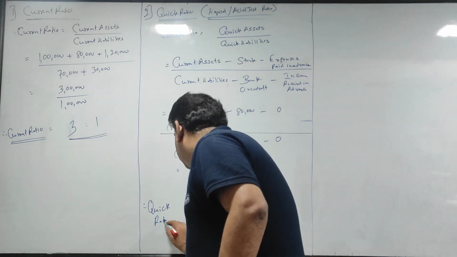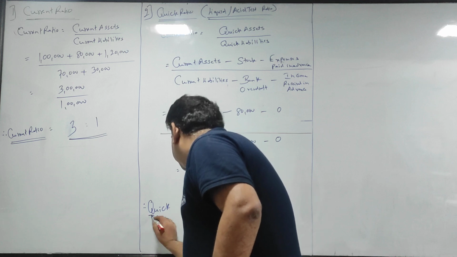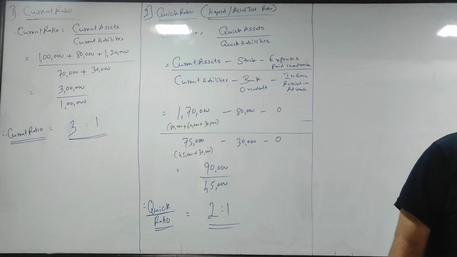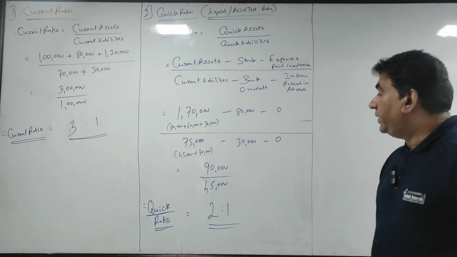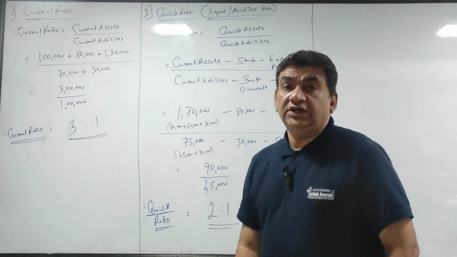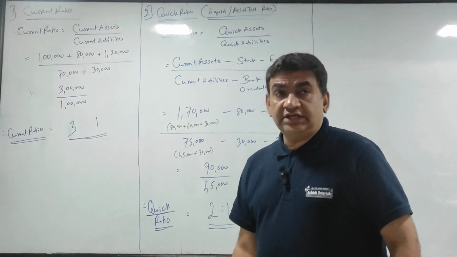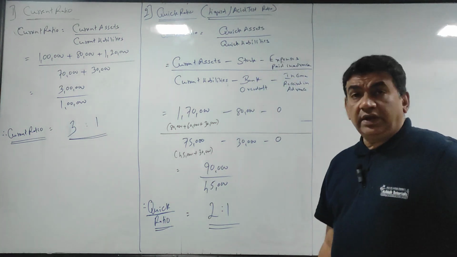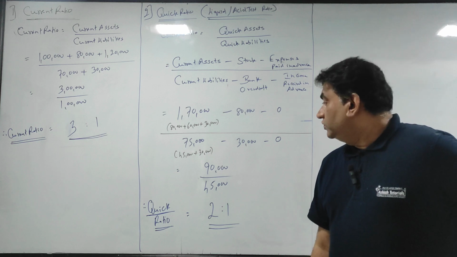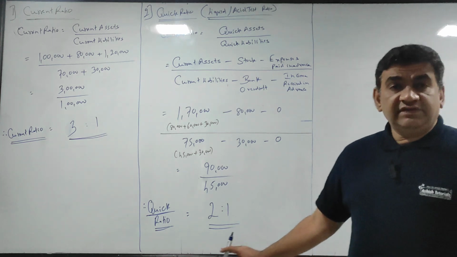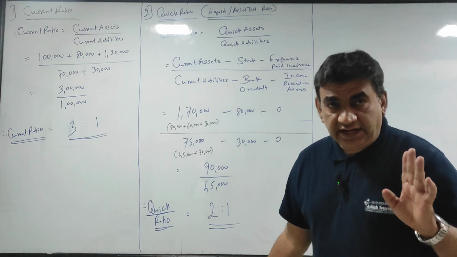Therefore, my quick ratio is 2:1. So current ratio 3:1 and quick ratio 2:1. Clear with this, guys? Got it?